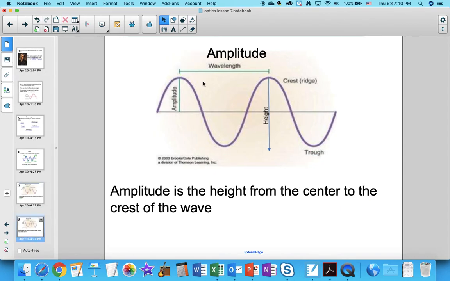Amplitude is the height from the center. So we would say the height of the wave is this, all the way from crest to trough. But amplitude is from the middle to the height. From the middle to the height. That's the amplitude.